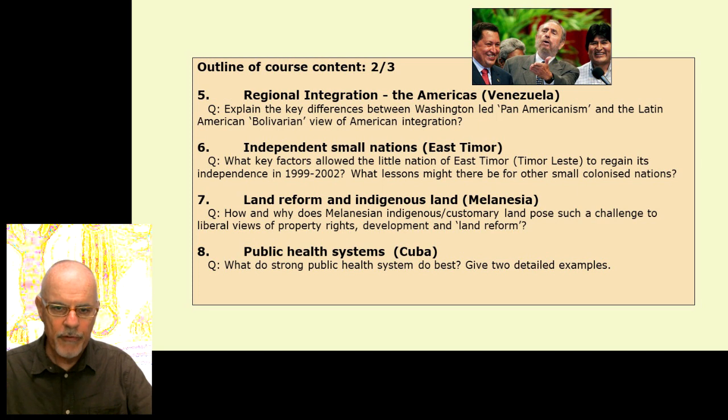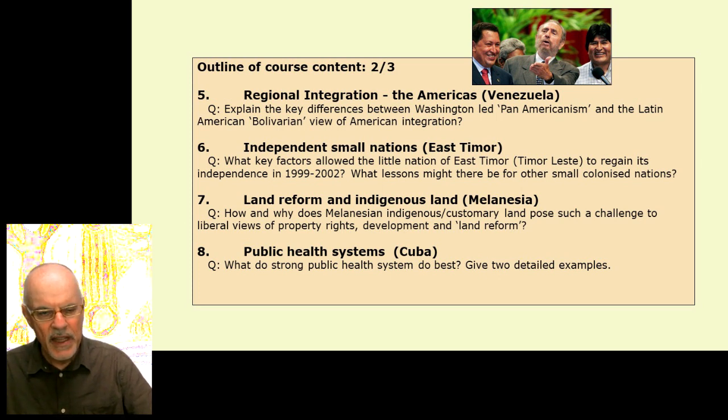The seventh module, land reform and indigenous land in Melanesia, in the Pacific Island states of Papua New Guinea, of Vanuatu, of the Solomon Islands, where despite colonization, customary land ownership has survived through that whole period and yet still emerges under threat to the corporate greed for taking over large tracts of land for agricultural monocultures, for example. So this involves a study of Melanesian indigenous customary land and how there is this conflict now in the 21st century between those customary landowners and the corporate agendas in the Melanesian nations.